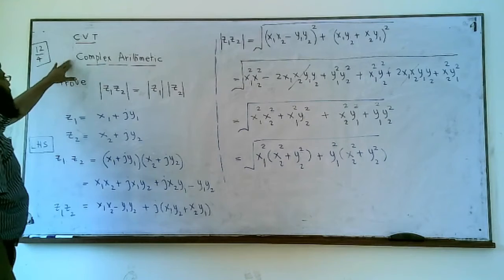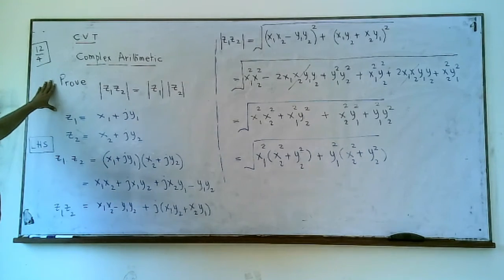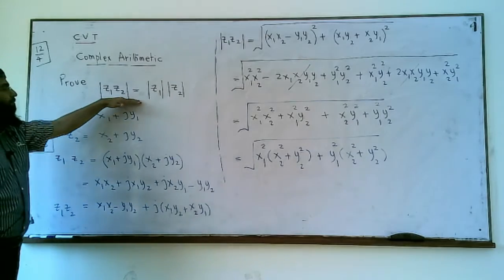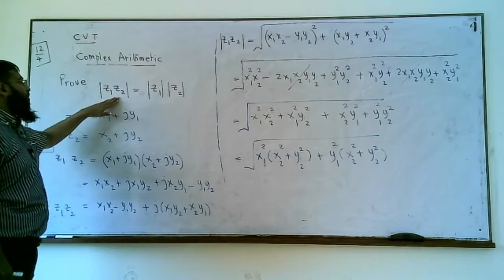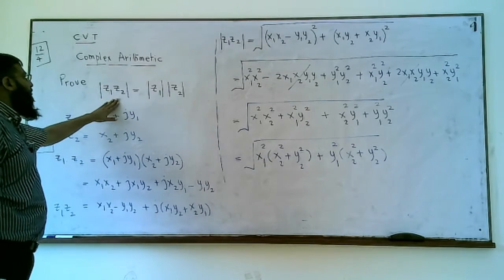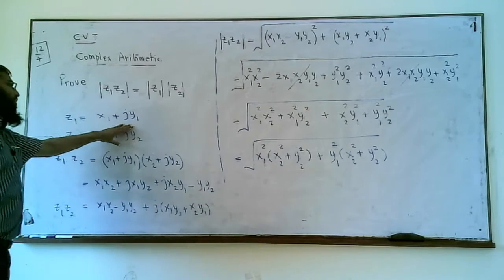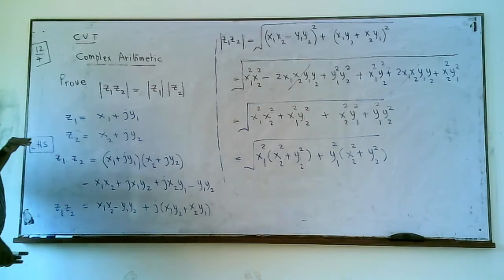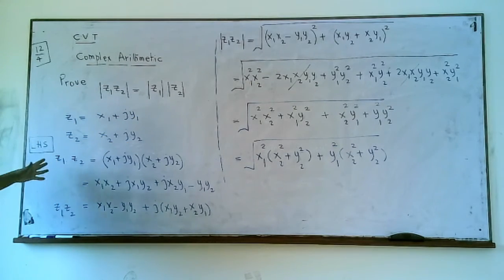We are studying complex arithmetic, the arithmetic of complex numbers, and today we'll prove a very important equation: the magnitude of the product of two complex numbers z1 and z2 is equal to the product of their magnitudes. Right. So z1 is given to be x1 plus j y1, z2 is x2 plus j y2, two complex numbers, and we'll start from the left hand side and end at the right hand side, and prove that left hand side is equal to right hand side.